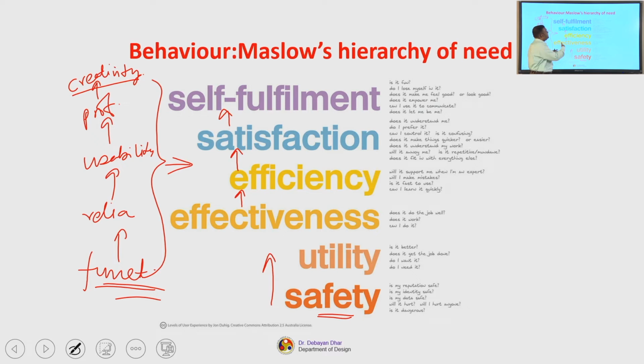Can I use it to communicate? Does it let me be me? Now, you see, only when these stages are fulfilled, so 1, 2, 3, 4, 5, these 5 stages are fulfilled, then a person comes to this stage when he is more concerned and focused on this.